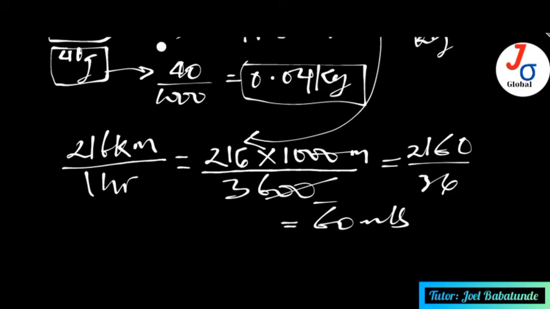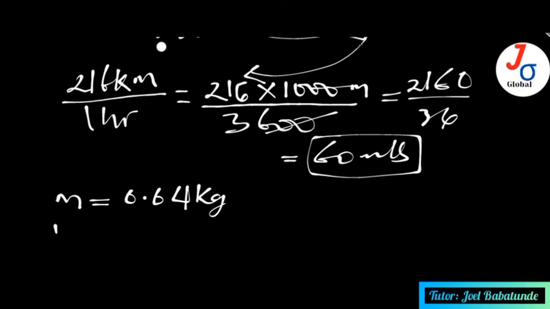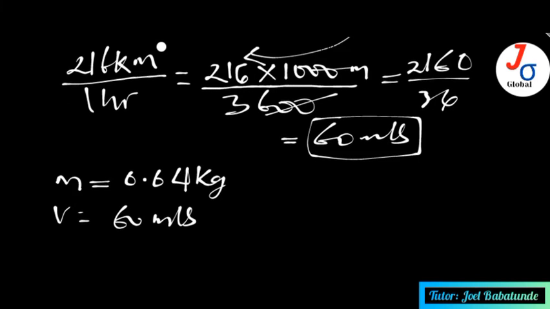So that's the speed at which the bullet is now traveling. So now we have the mass of the bullet to be 0.04 kilogram as calculated earlier, and we have the speed of the bullet to be 60 meters per second. So that's our conversion. So you have to be able to convert.